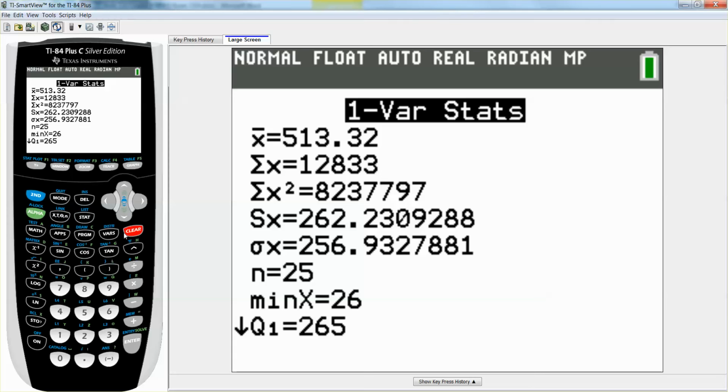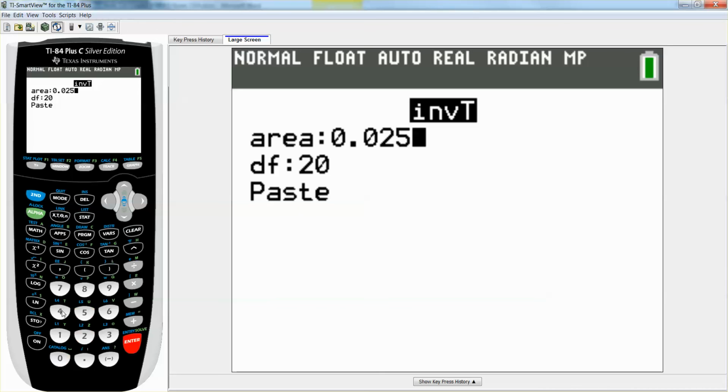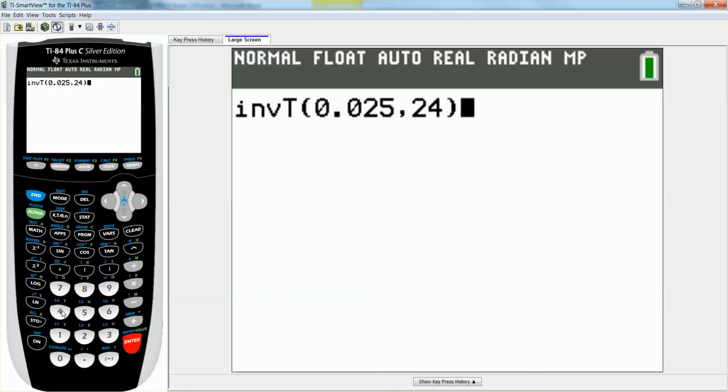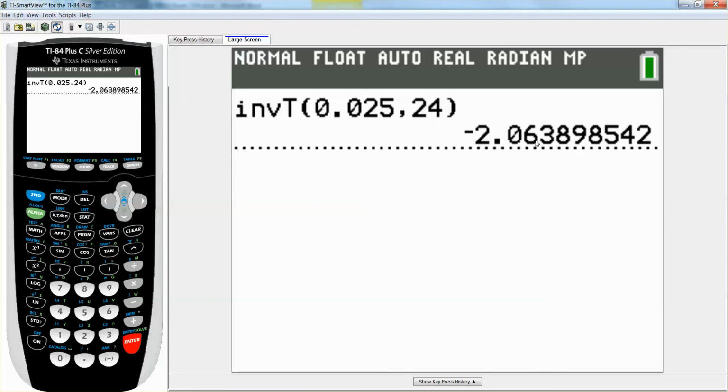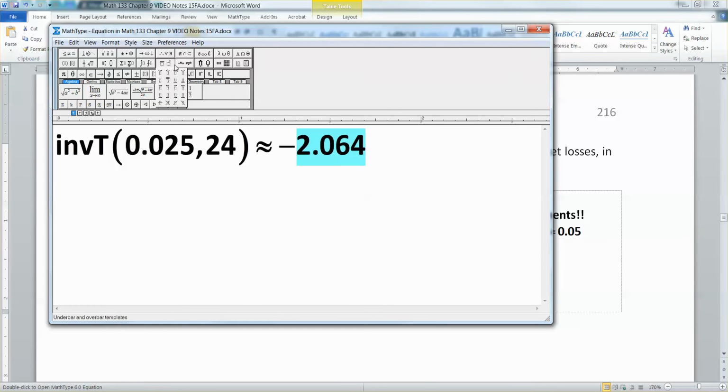So let me go grab the calculator. Distribution, number 4, 0.025, 24. And I get 2.064. The negative doesn't really matter because I just need the number. I don't really need the plus or the minus, but nevertheless, right, that's the value that I need.